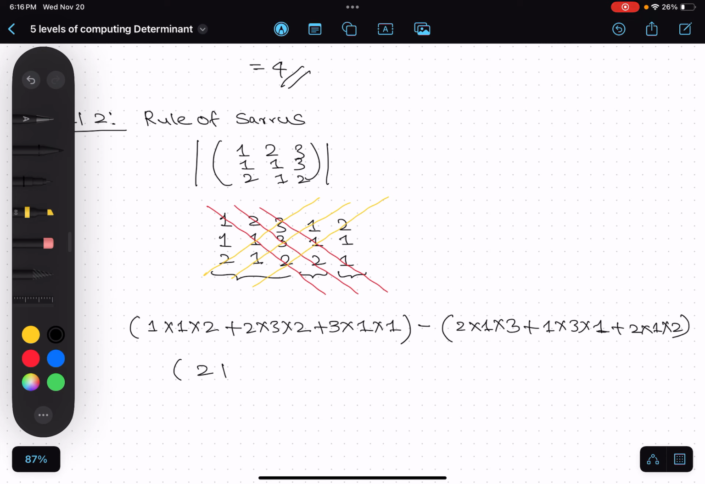Now this is just 2 plus 12 plus 3 minus 6 plus 3 plus 4. So this is just 17 minus 13, which is 4. So we got the same determinant, which is 4.